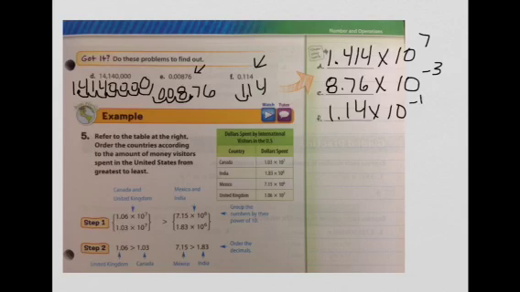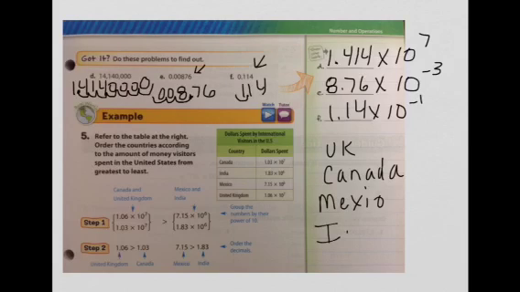Now we're going to compare Mexico and India. Mexico and India both have 10 to the 6th as their exponent. So now all we're going to do is look at the decimals, and we're going to notice that Mexico is larger. And now we can put them in order. So from greatest to least, it would be United Kingdom, and then Canada, and then we have Mexico, and then we have India.